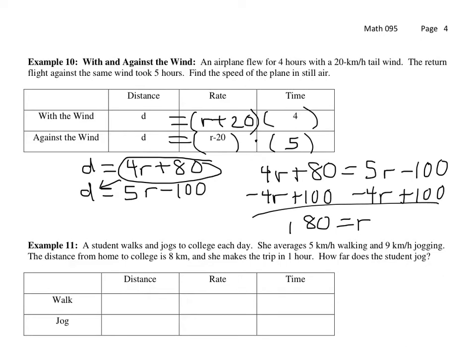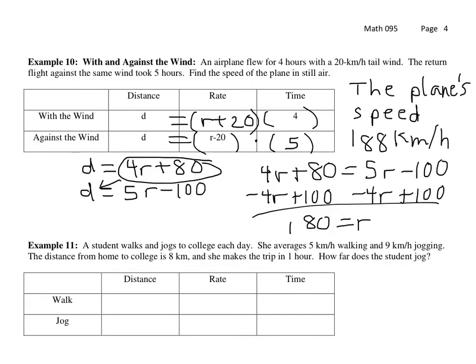Find the speed of the plane in still air. That's r. R is our speed. And since the wind is in kilometers per hour, the plane's speed should also be in kilometers per hour. 180 kilometers per hour. That's our answer.